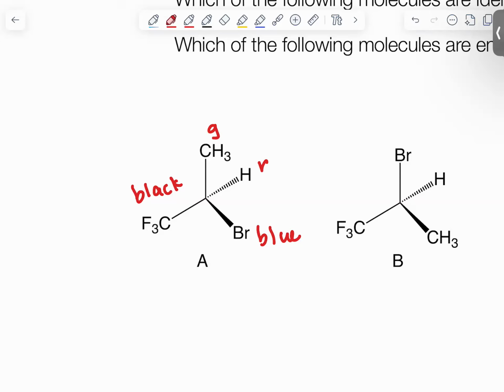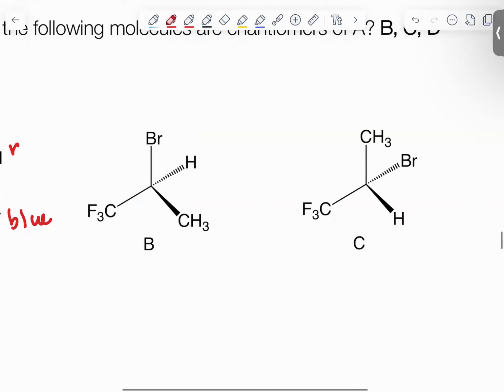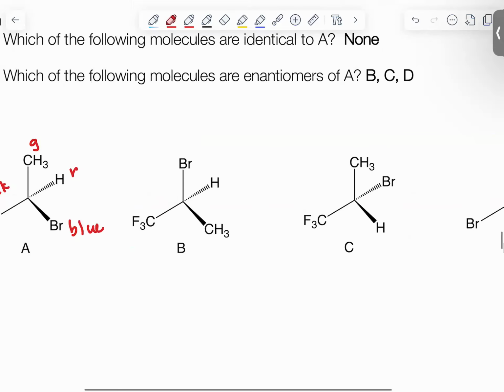That's how an enantiomer looks. So, putting it back the right way, we then can compare B and C. We know that A and B are enantiomers. Let's compare B and C. Again, we're going to keep hold of the black one, that is our CF3. And we are now going to turn so that CH3 is in plane.